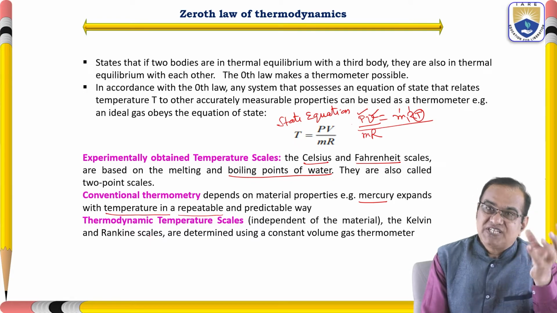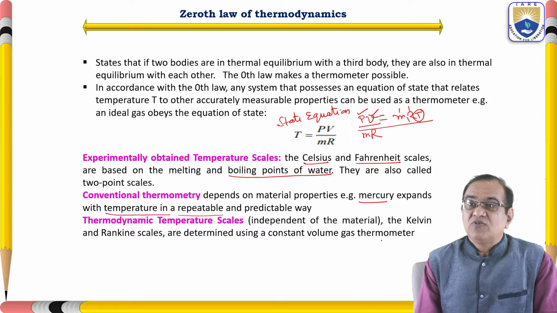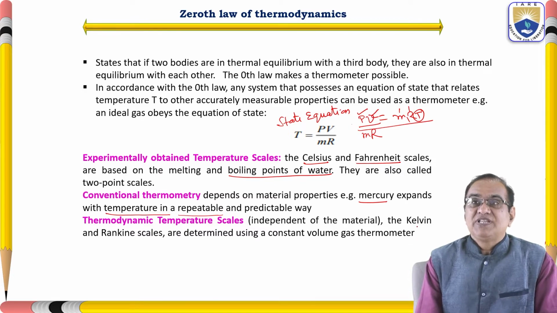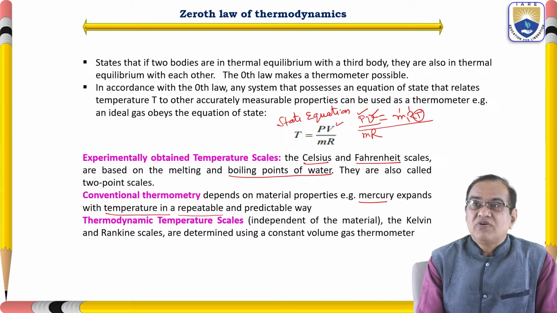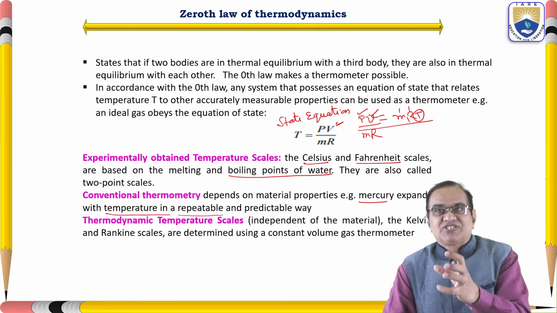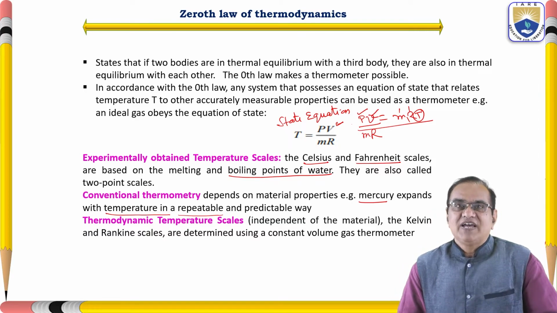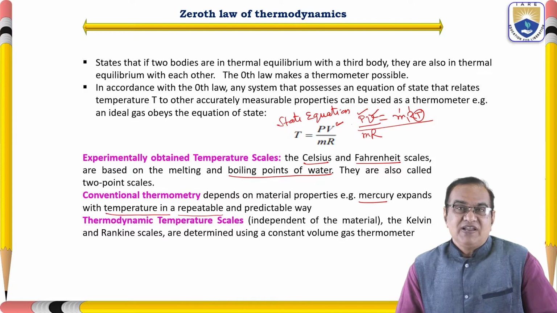They are not based on the freezing point or the boiling point of water. They have used the constant volume gas thermometer. In this, the volume is kept constant. As per that, they have measured, and they have given the degree Kelvin or the Rankine scale.